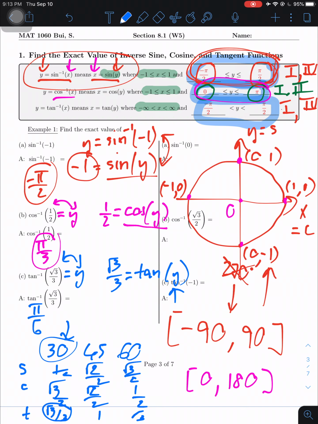And again, well, we always have that kind of requirement to check, right? So you have to make sure that you have something between negative 90 to 90.